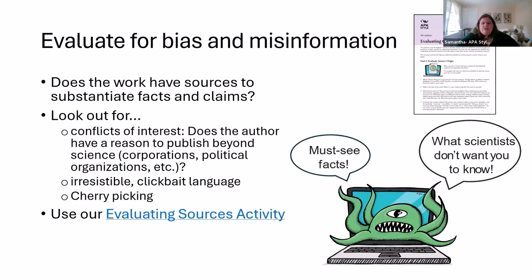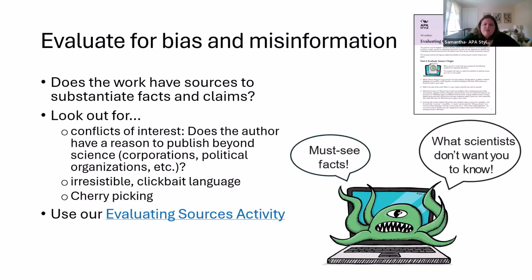So when you're looking at search information, we know that there is a lot of misinformation that often looks like really good, high quality information. So what you want to look for is, does the work have sources to substantiate facts and claims? You want to look out for things like conflict of interest. Does the author have a reason to publish beyond just science? Like maybe it's a corporation telling you their food product is very healthy. Maybe it's a political organization or something like that.